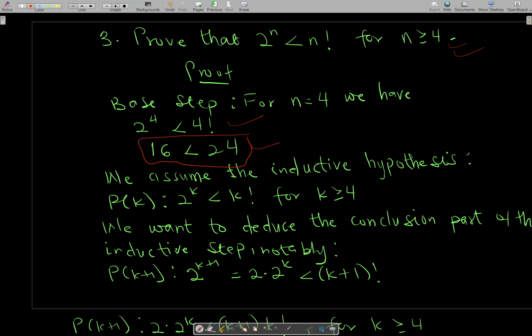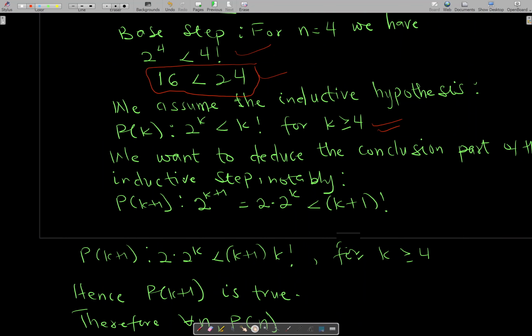Now let's assume the inductive hypothesis. Let's assume k such that P(k) is true for every k greater than or equal to 4, so we have 2ᵏ less than k factorial. Then we want to deduce the conclusion part of the inductive step, that is, that P(k+1) is also true.